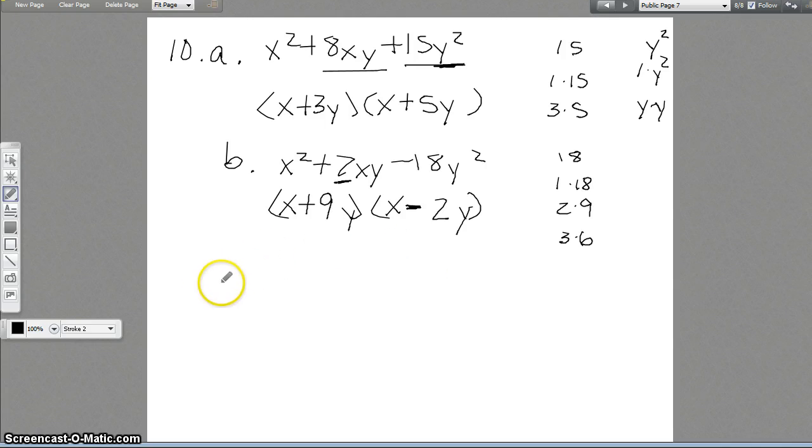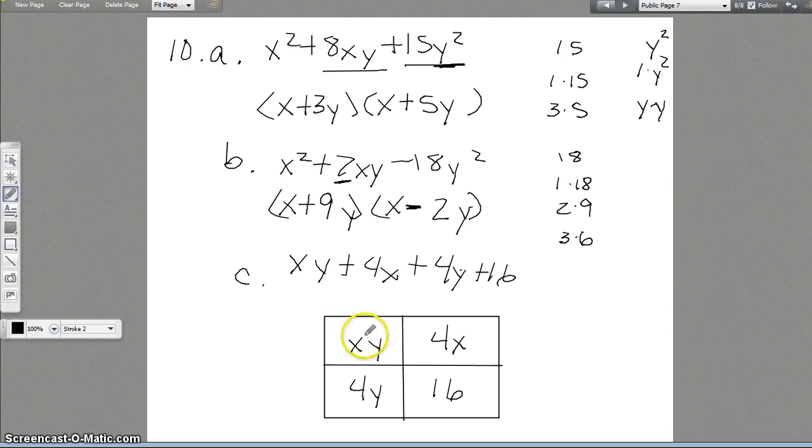Okay, we're going to do one more, part C. Well, I'll try to do it. xy plus 4x plus 4y plus 16. This is a more difficult problem, so I would recommend using the grid method for it. What you need to do is look for your common term. In the first row, the common term is x. In the second row, the greatest common factor is 4. In the first column, the greatest common factor is y. In the second column, the greatest common factor is 4. So this would be factored x plus 4 times y plus 4.